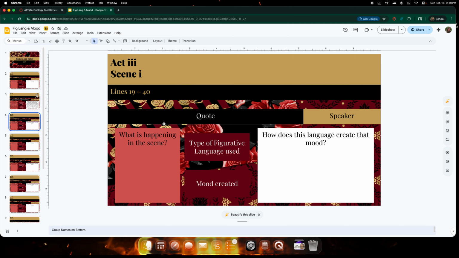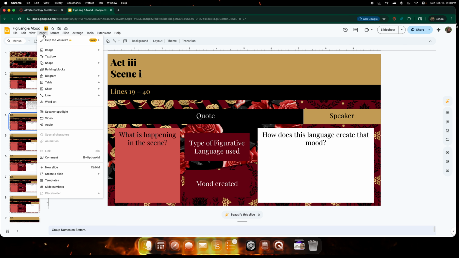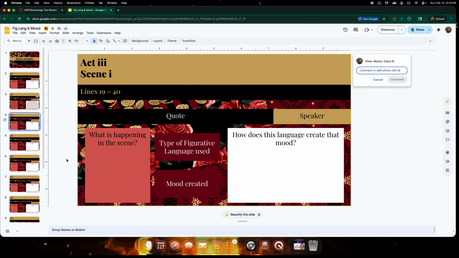Now, when everybody has finished working on their slide, I'm going to present the slides to the class, and you will be keeping up with the presentation on the slide that you have. What you are going to do then is provide feedback to your classmates based on what they have given you. So you'll come here to the insert button. You're going to scroll down to where it says comment, and you're going to click.